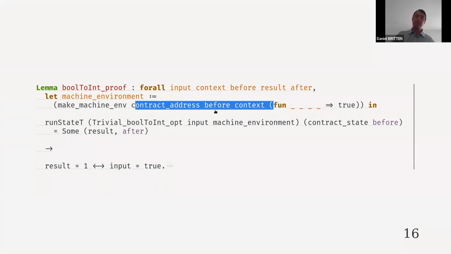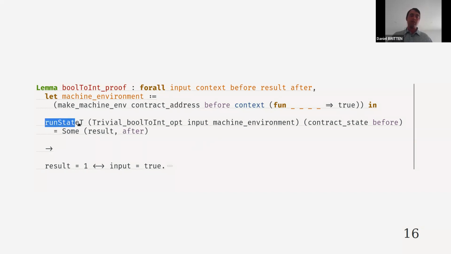In particular, it wraps up the before and the context and the contract address. Essentially it just wraps it up into a single variable so that we're not listing too many variables all the time. Now, run state T stands for run state transformer. This is a very important function that will execute a program on a particular state.